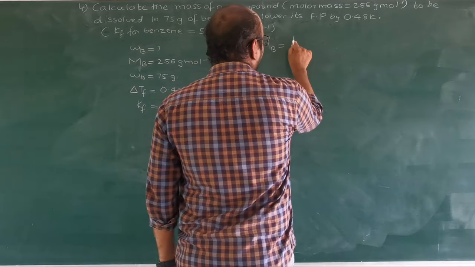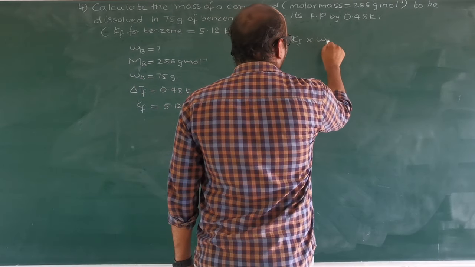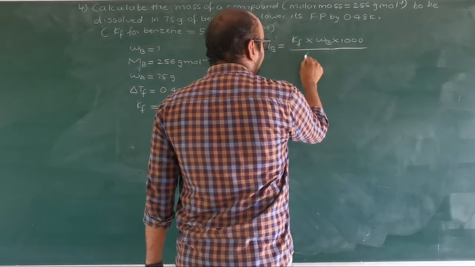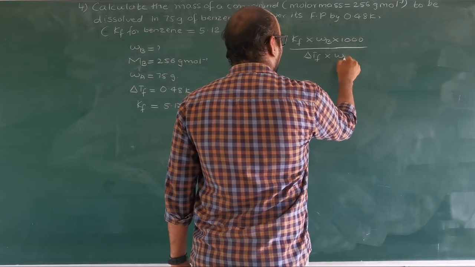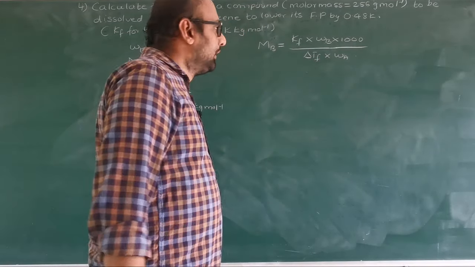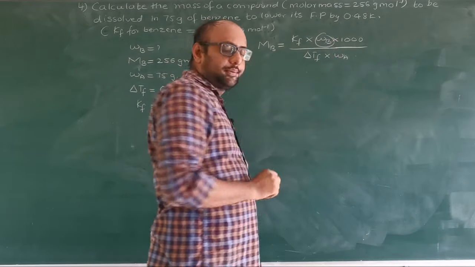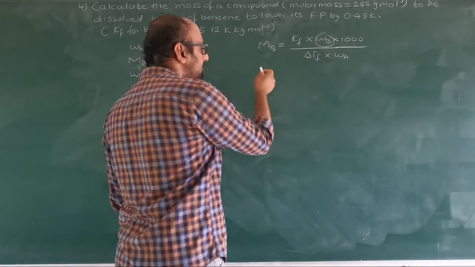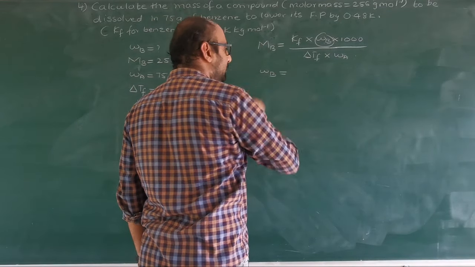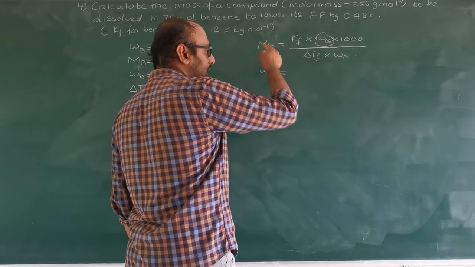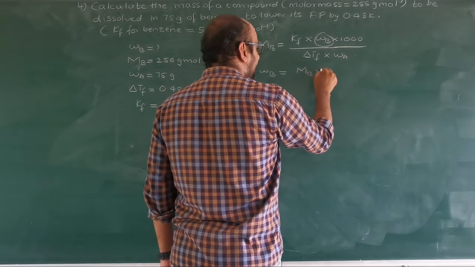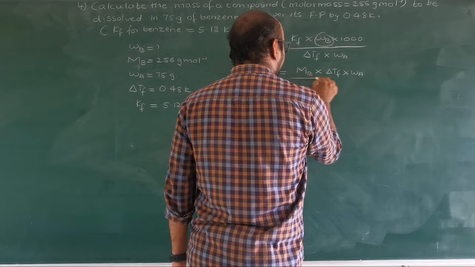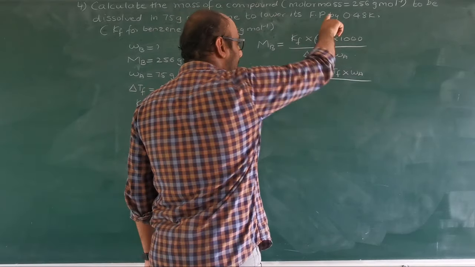It is equal to KF multiplied by WB multiplied by 1000 divided by delta TF multiplied by weight of solvent WA. You have to calculate WB here. All the other values are known, they are given. So you have to rearrange the equation now. WB is equal to, if you send these terms on the other side, they will come above, MB into delta TF multiplied by WA divided by these things, they will come below.